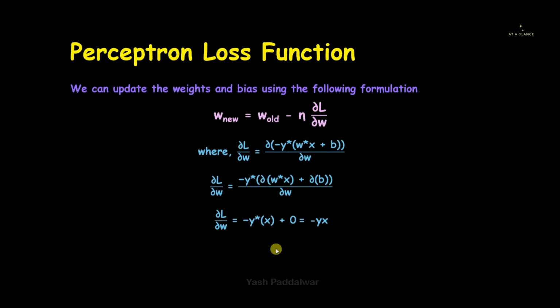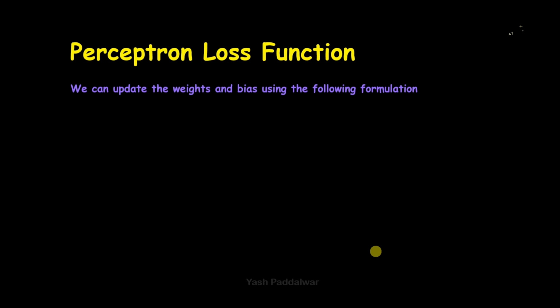Now if you plug in the value of dou L by dou w in the original expression, the expression will become something like this. W new will be equal to W old plus eta multiplied by y multiplied by x, and this particular expression will update the weight, and the weight will be updated in such a way that the output of the loss function will reduce, which will in turn optimize the classifier. I hope the entire derivation and the concept is clear. Now this was when we are updating the weights.